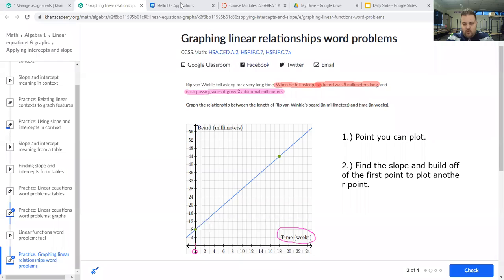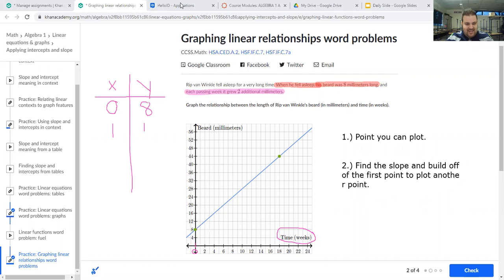The next part is we need to find the slope, which we already referred to, and build off of the first point to plot another point. So each passing week, his beard grew 2 additional millimeters. What I like to do for all these problems is create a real quick XY table. At 0 weeks, it's at 8. After 1 week, it grew 2 more millimeters.